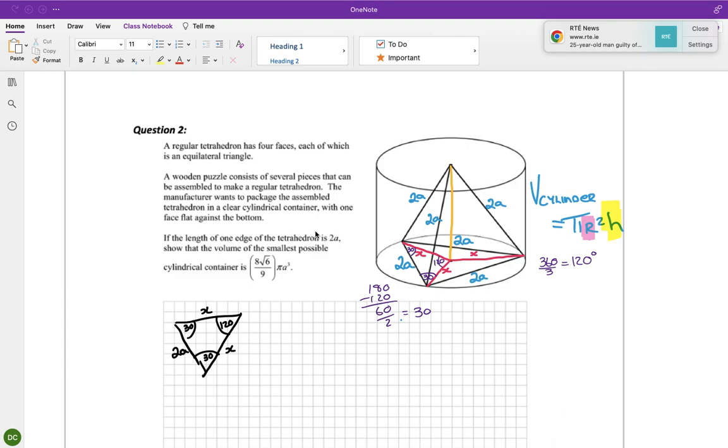So sine rule is pick a side and take the angle opposite. So x over the sine of 30, and then pick a side and get the sine of the angle opposite. So, sorry, I just did that completely backwards, but you know what I mean. Pick a side and take the sine of the angle opposite. So it's 2a over the sine of 120.